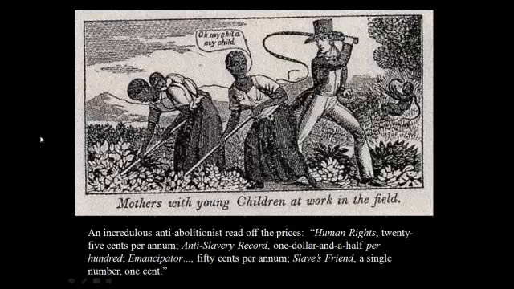One incredulous anti-abolitionist, so these are slaveholders who are outraged by the abolitionist campaigns, read off the prices. It's the prices that drove them crazy. Human Rights, 25 cents per annum, so you could subscribe for a quarter a year. Anti-Slavery Record, $1.50 per 100 copies. Emancipator, 50 cents per year. Slave's Friend, a single number, 1 cent.